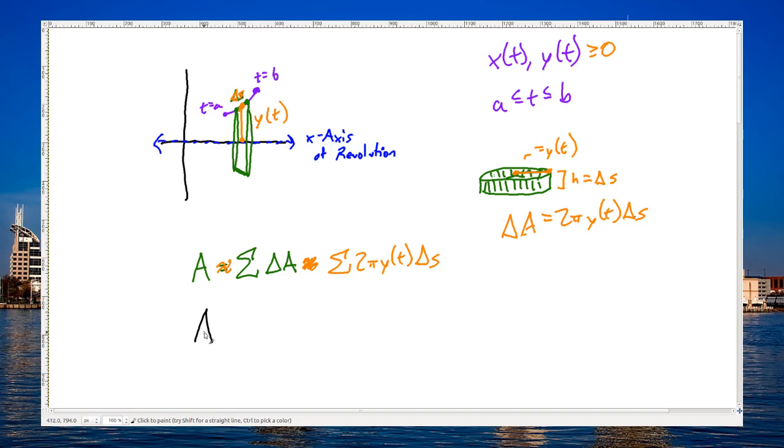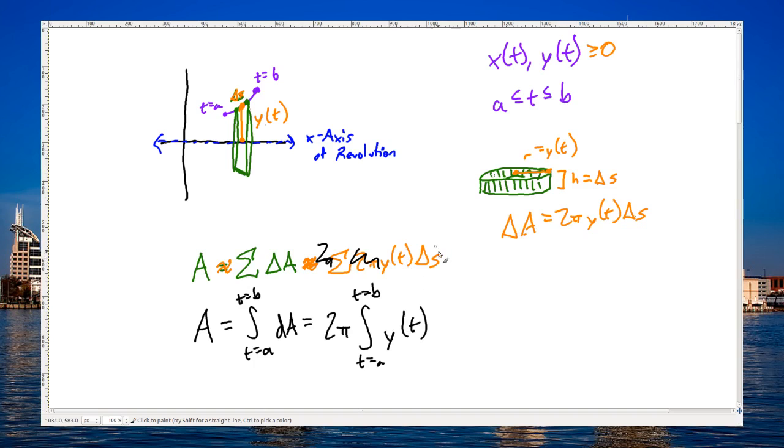All right, so A would equal the integral from t is a to b of the area differential, of course. So that would equal, we can pull out this 2 pi if we want to the left here, 2 pi, and the summation becomes an integral from t equals a to t equals b of y of t, delta S becomes ds when it becomes infinitely tiny. All right, so that's good.